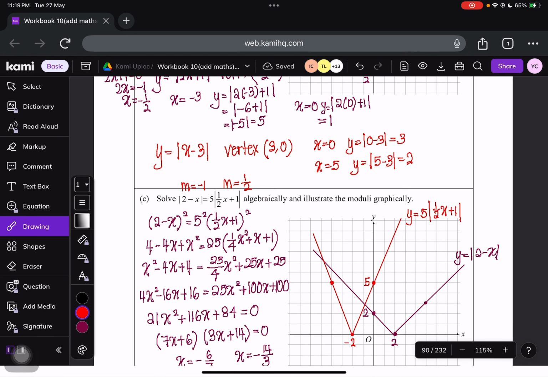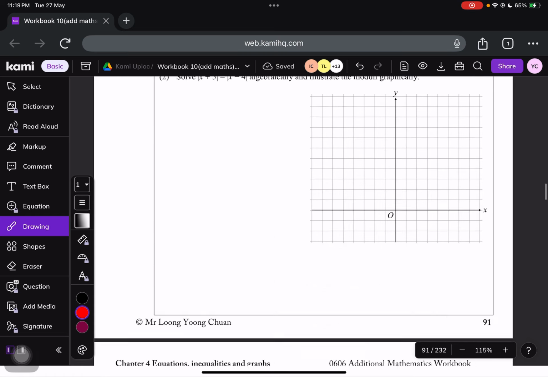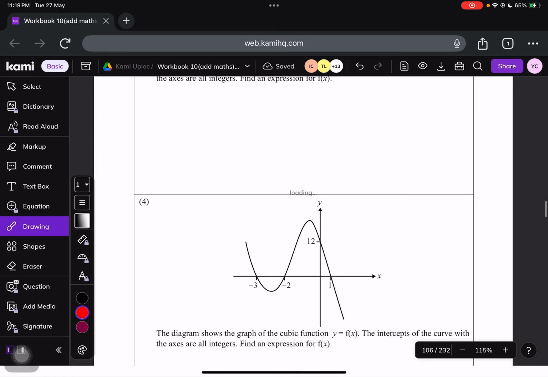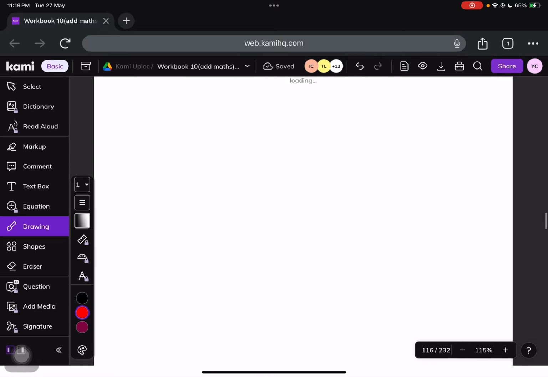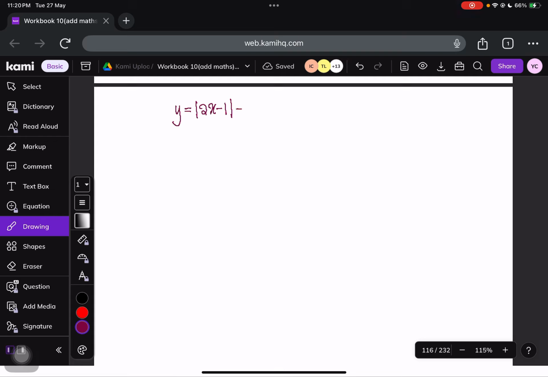Now I want to show you another question, on how determining the vertex is important for us. Let's turn to page 116. There's a blank page there. Let's say I want to draw the graph y equals modulus of 2x minus 1, minus 3. I want to draw this graph now.